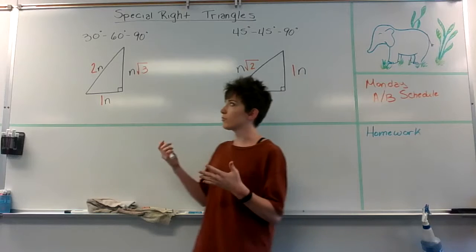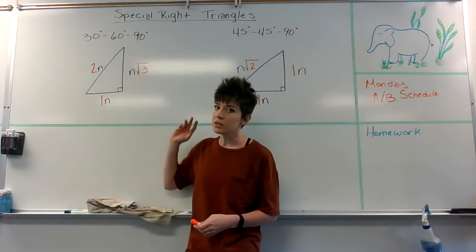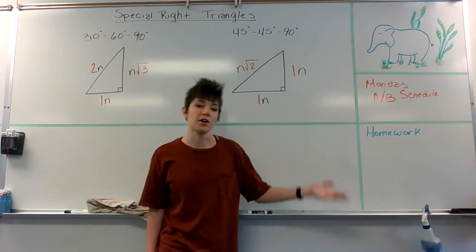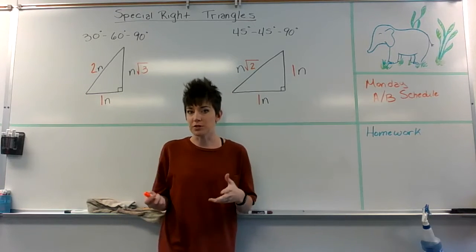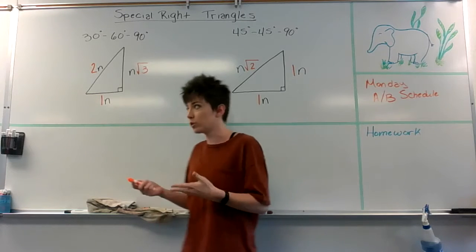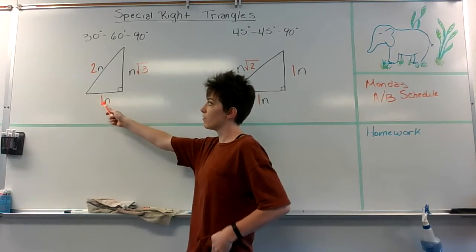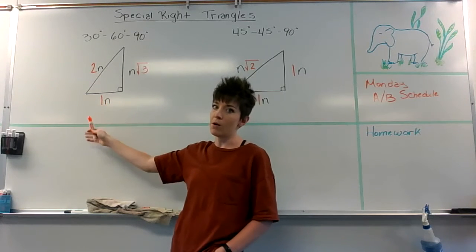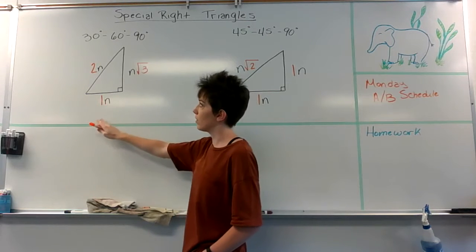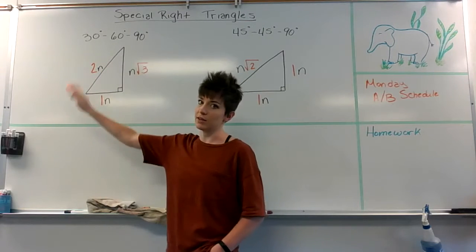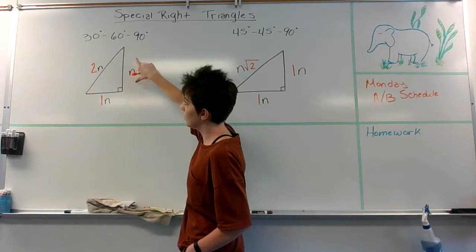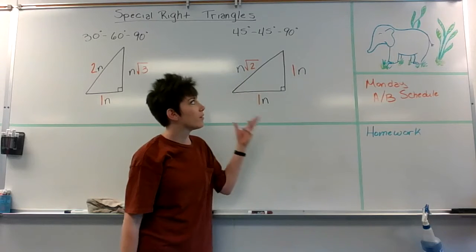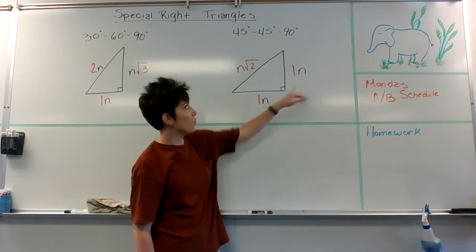Okay, so just a refresher of things that you already know. Special right triangles include 30, 60, 90 triangles and also 45, 45, 90 triangles. They have these very cool ratios that remain constant. On a 30, 60, 90 triangle, the shortest side is represented by 1n, and the longest side is twice that length, so 2n, and the medium side is n times square root 3. And for 45, 45, 90s, it's 1, 1, root 2.